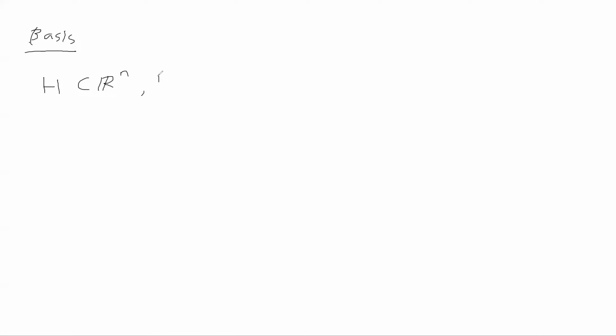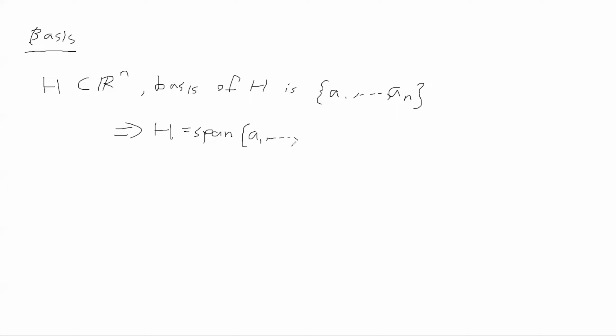Then let's say the basis of H is the collection A1 through An. If the basis of H is this, that means H can be written as the span of A1 to An. Now, this is, again, very vague because we're using arbitrary dimensions and vectors. So let's look at it in simpler terms.